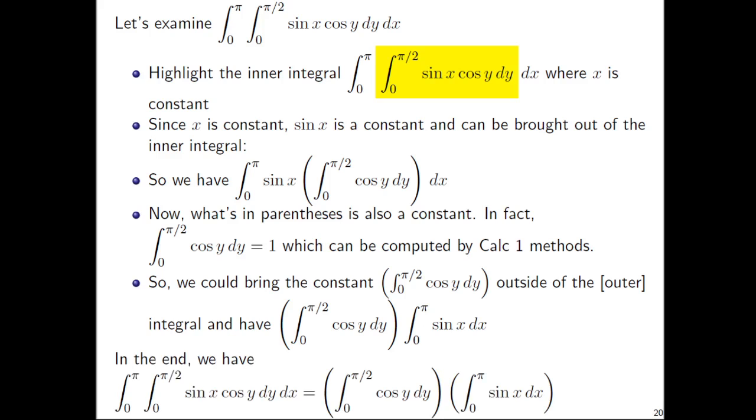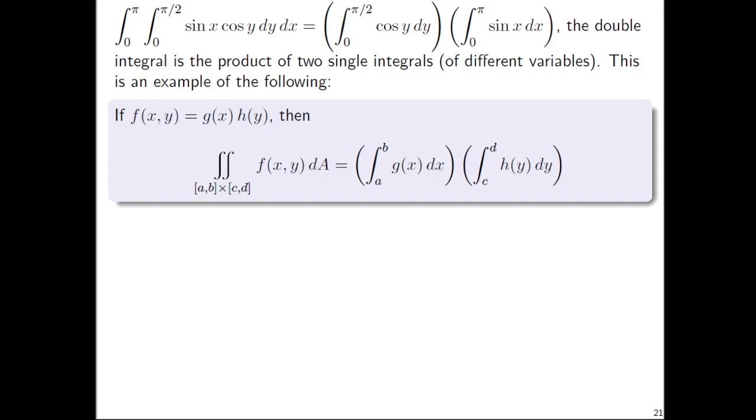In the end, the original integral at the top ends up just being the product of two one-dimensional style integrals. Instead of this two-dimensional integral, so to speak, we actually just have the product of two separate one-dimensional integrals. So the double integral became the product of two single integrals of different variables. And this is an example of the following: if you have the situation where f of x comma y is written as the product g of x times h of y, then your double integral can be split up as the two separate integrals.